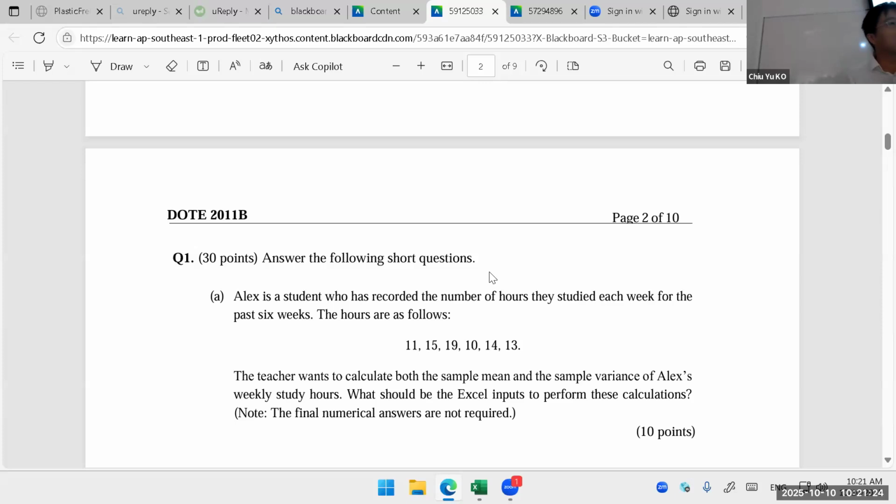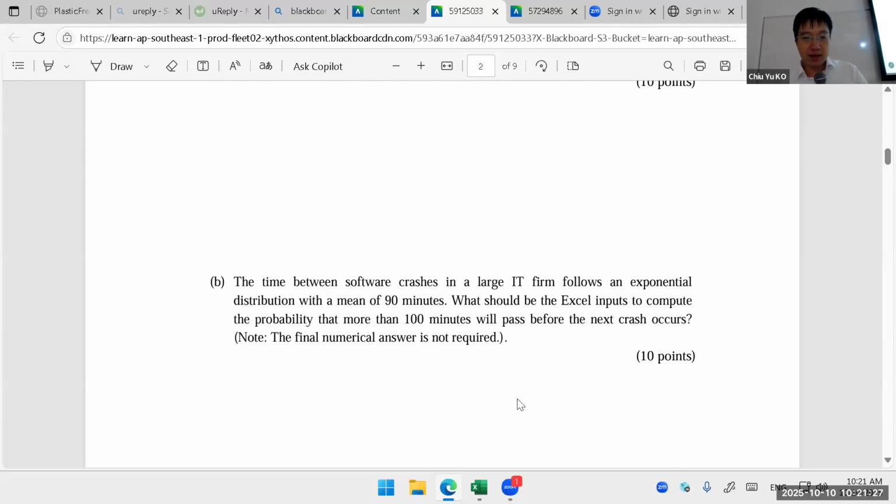I'm not asking you to calculate it, right? The second one is also something you know by now, I hope. I tell you something follows an exponential distribution with this mean. What is the Excel input to calculate that? If you know the Excel input, which we'll talk about after the break, then you're done. I'm not asking for the direct answer. If you bring your slide, you know what the question is asking, and you should be able to do it.